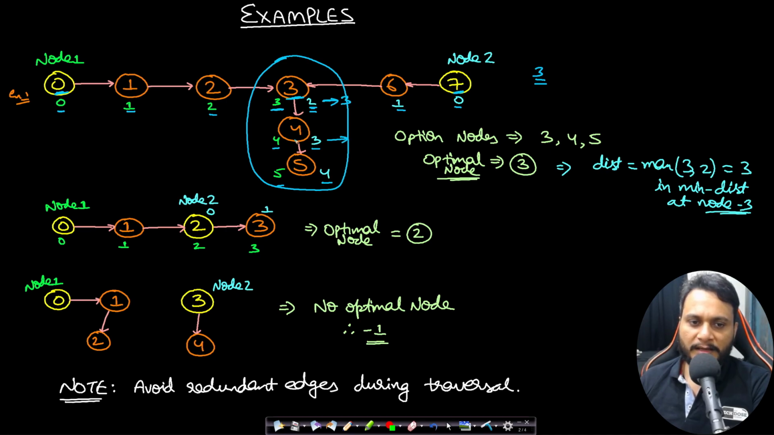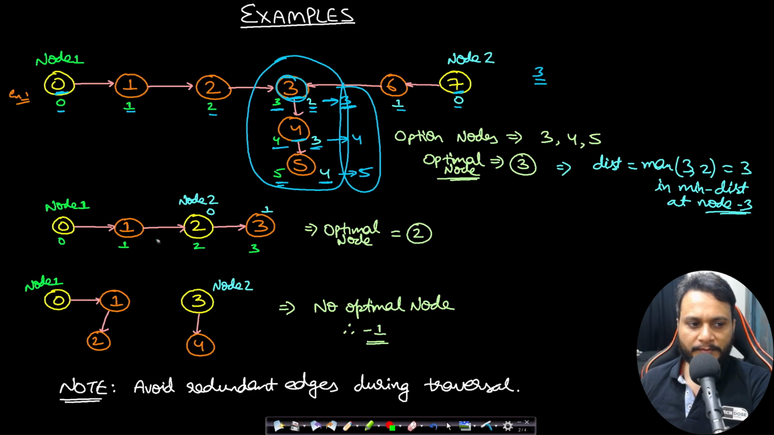In this case, this is also an option because it is traversable by both the nodes. So take the maximum of 4, 3, it will be 4. Maximum of 5, 4, it will be 5. And minimize the maximum. So this 3 will be the minimum distance, but we need to return the node value, not the distance value. Okay, so 3 is the node.